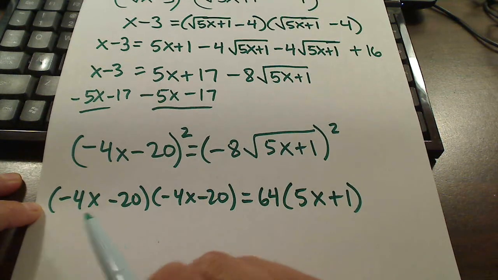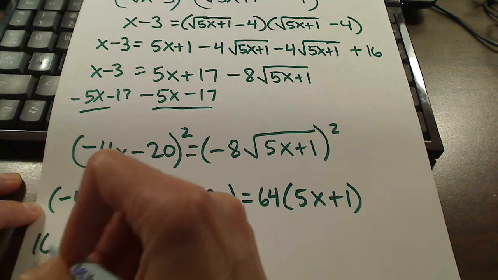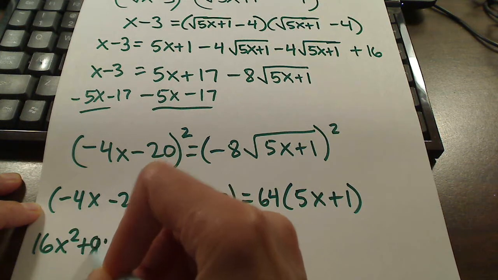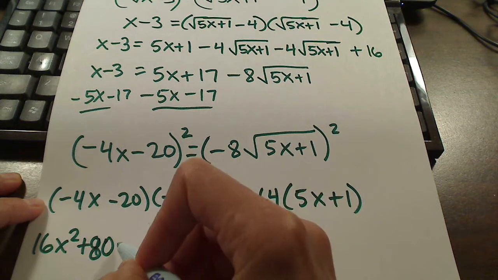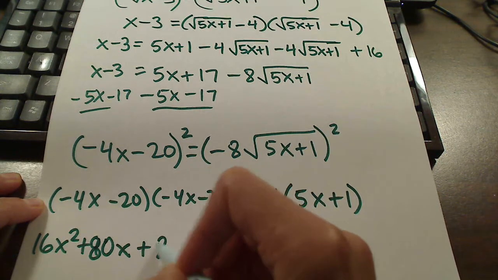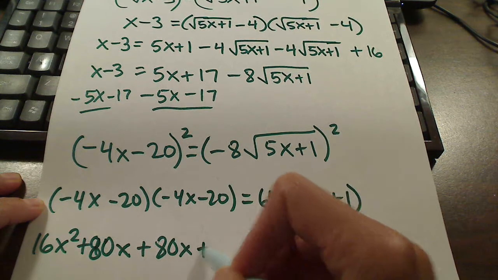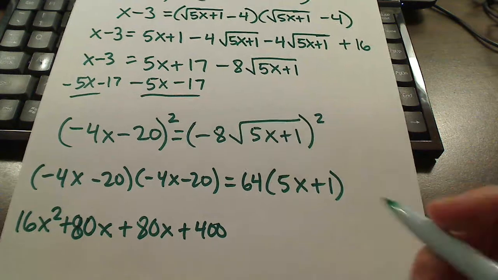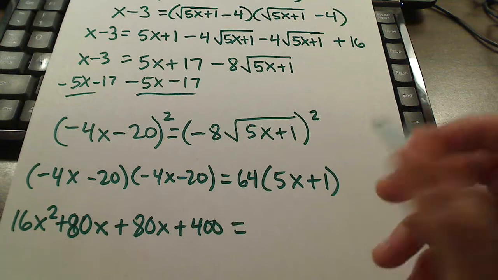Okay, so again, let's FOIL. This is 16x squared. We have plus 80x plus another 80x and plus 400. And then on this side, 64 times 5.